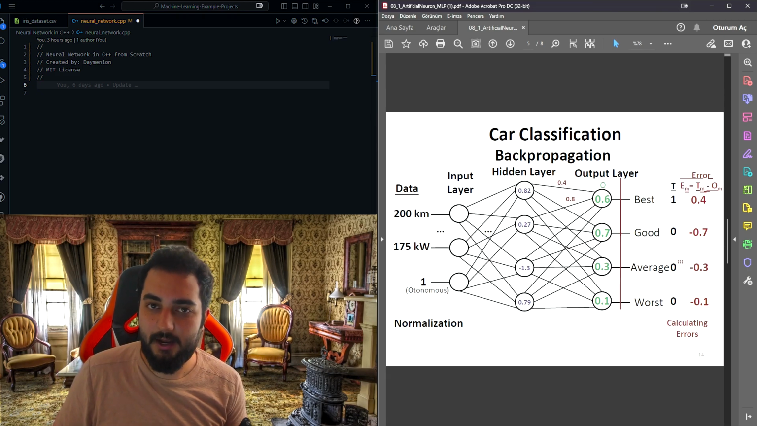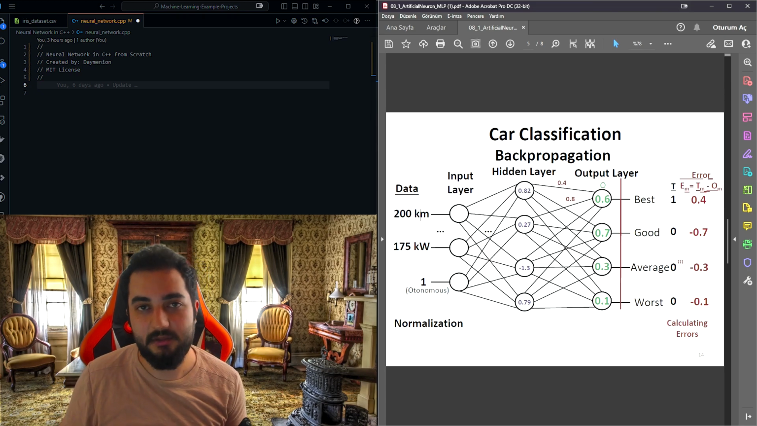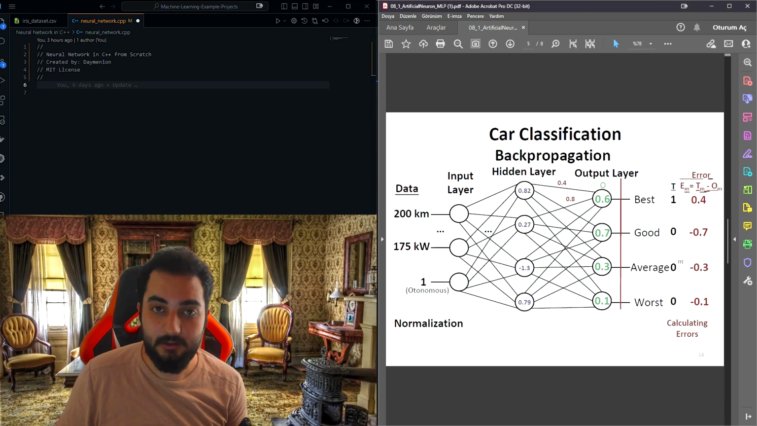For example, I use the calculation example in there. So I have the data, for example, 200 kilometers, which is the speed, and autonomous or not. And the output layer is best, good, average, and worst. If it's best, it should be 1. In this particular example, it is the best class, so it's 1 and the others are 0.